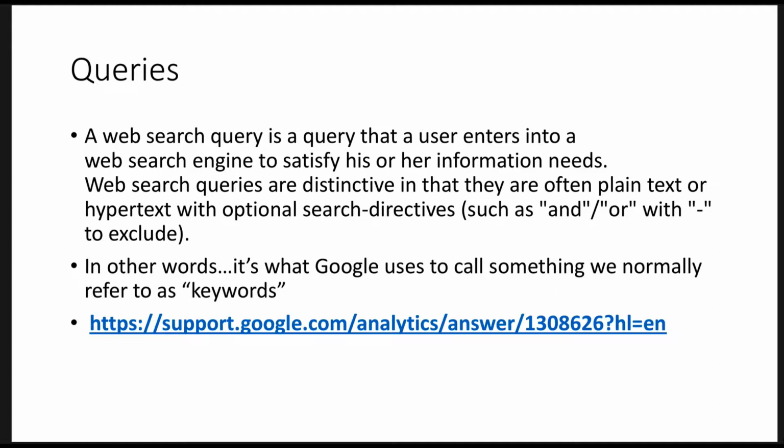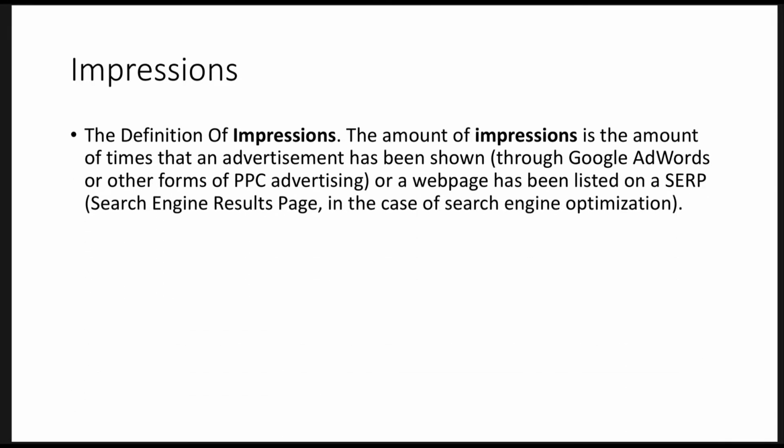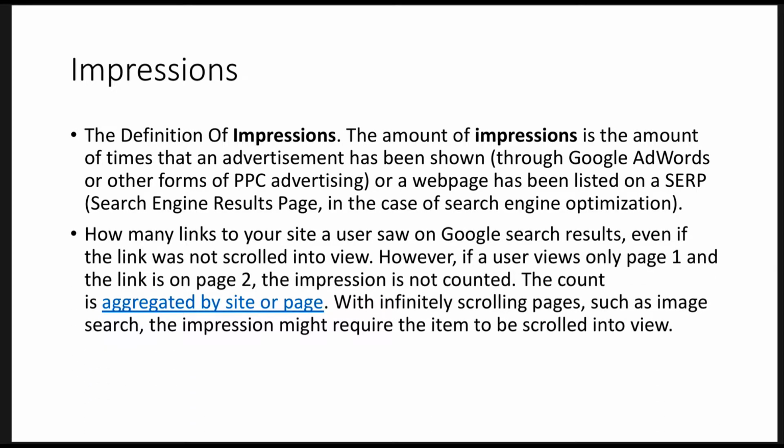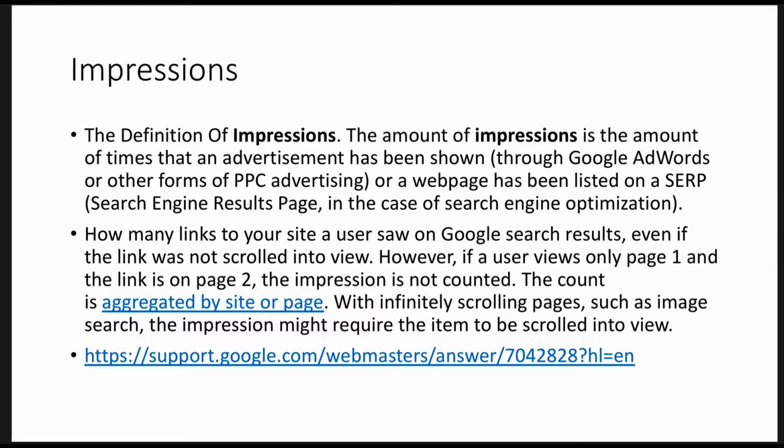Next thing we're going to go into is impressions. Impressions is basically the number of times that an advertisement has been shown through Google AdWords or any other form of PPC advertising, or in our case, a web page has been listed on a search engine results page. So in other words, how many times your website appears in the search results when something is typed in, how many times your website appears as a result for that particular query. So obviously we want to increase impressions, right? We want to have your website come up for as many queries as possible.